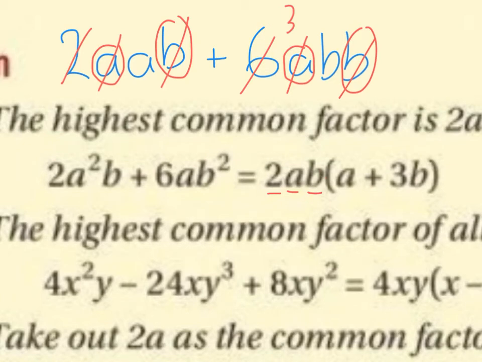So 2ab divides into 2a squared b and leaves us with a. And 2ab divides into 6ab squared and leaves us with 3b. And if we want to check are we right, we can multiply out our brackets. 2ab times a is 2a squared b. 2ab times 3b is 6ab squared. So this is known as our HCF, our highest common factor.